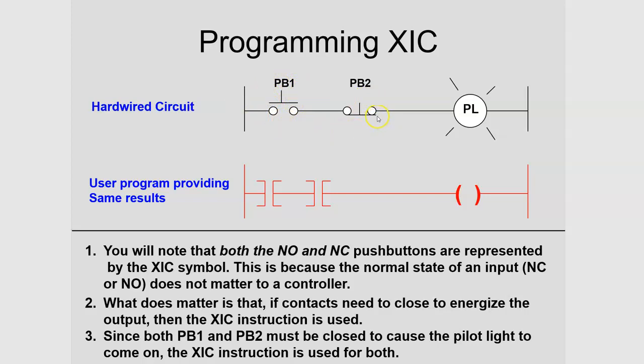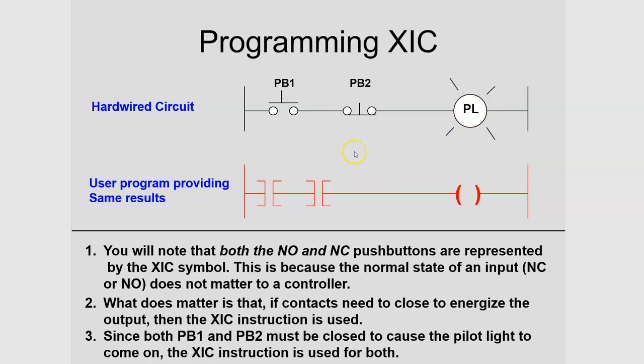Of course, I can open this. If I push that, then even if this is closed, I still have a false rung because that's open. But what I want here is a path through which current flows. If I think of current continuity, PB1 has to be pushed in order for current to get through PB1, then through PB2, then over to my light.